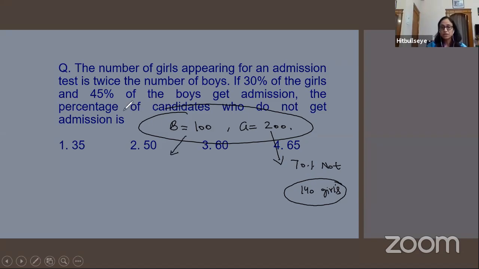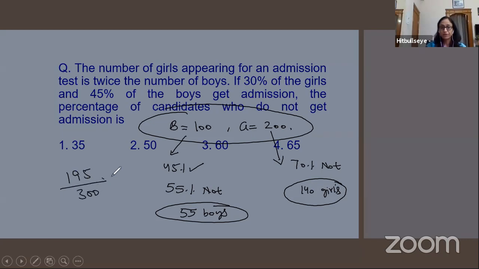Similarly, coming down to boys, 45% of the boys have got the admission. So, if they have got the admission, how many of them have not got the admission? 55% have not got the admission. And what is 55% of 100? It is 55 boys. All right. Now, 55 boys and 140 girls makes a total of 195 out of a total of 300, right? So this is one way of solving this question, which clearly tells me that the answer is not 60, the answer is 65. Is everyone clear?